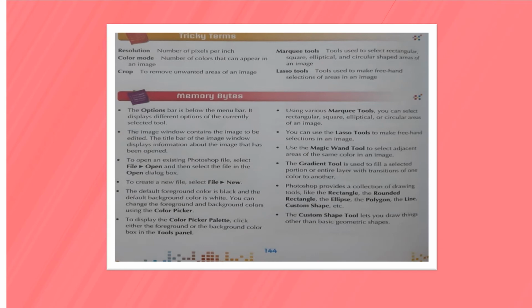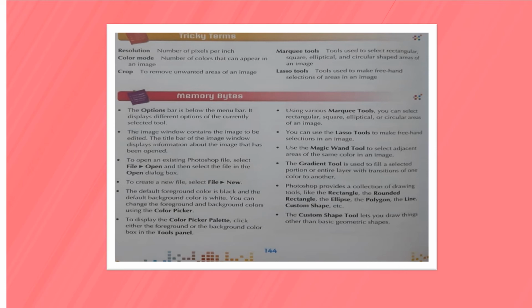Key terms which we are going to discuss are: resolution, number of pixels per inch; color mode, number of colors that can appear in an image; crop, to remove the unwanted areas of an image; marquee tool, tools used to select rectangular, square, elliptical and circular shaped areas of an image; lasso tools, tools which are used to make a freehand selection of areas in an image; memory, bytes. The options bar is below the menu bar.